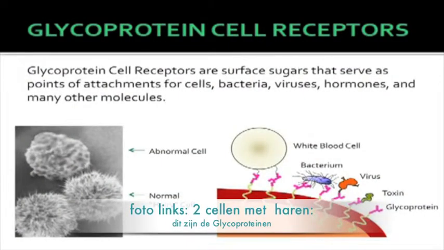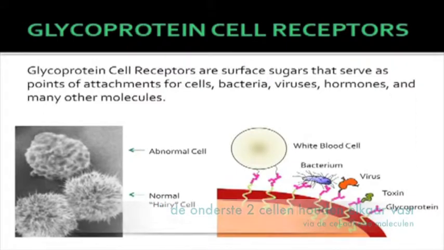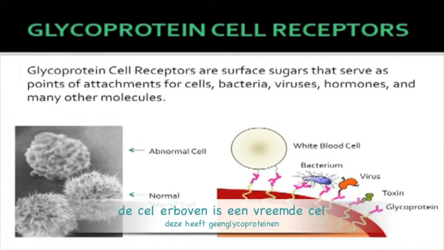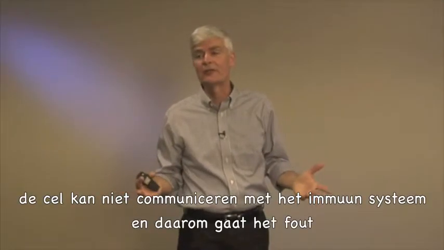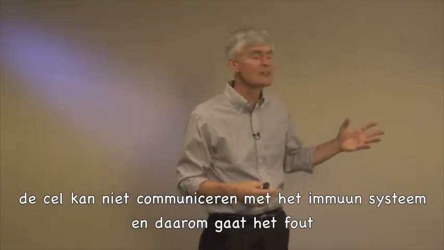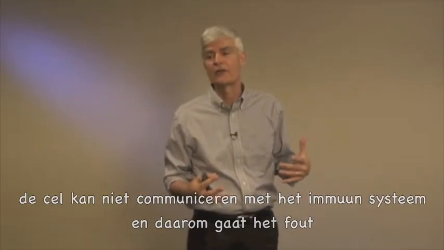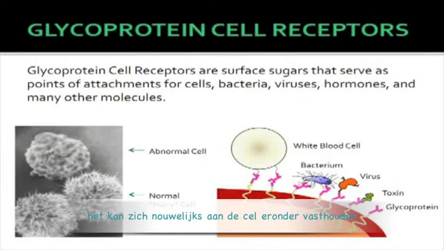This illustration on the left shows some spherical cells. The hairy protrusions are these glycoproteins. You'll see the 2 lower cells are holding on to each other, again, as cell adhesion molecules. The cell at the top is kind of an abnormal looking cell. It's devoid of those glycoproteins. It's not able to communicate with the immune system, and so things are going wrong with it. It's barely hanging on to the cell below it.